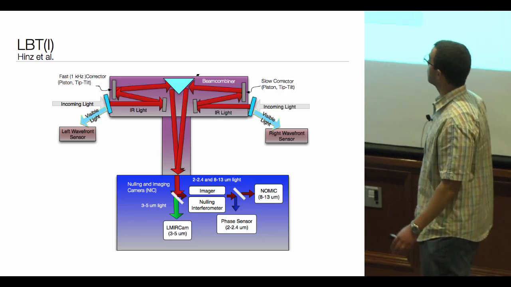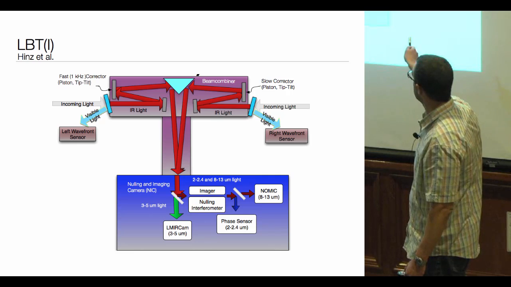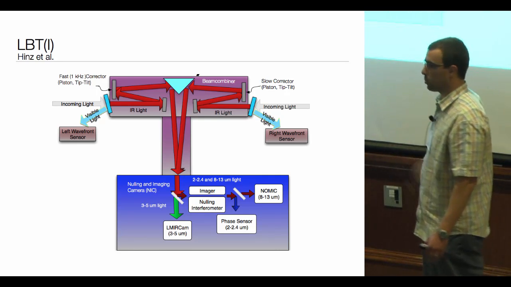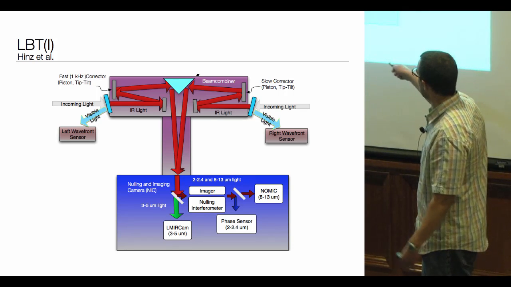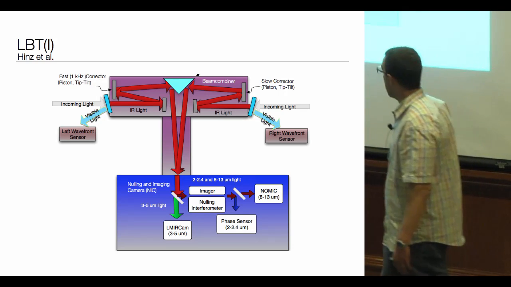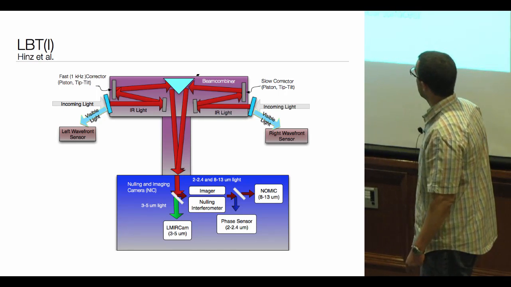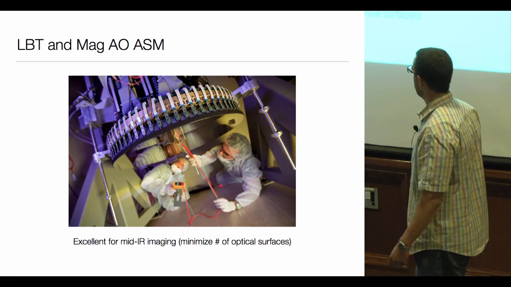LBTI also uses an adaptive optics secondary mirror. This is the combined focus here. It sends the light from the two telescopes down to the mid-infrared camera here, which is the one we used to do L-band imaging and high contrast imaging. And the rest of the light, so the N-band, is going to NOMIC to do nulling interferometry. So these amazing secondary deformable mirrors.